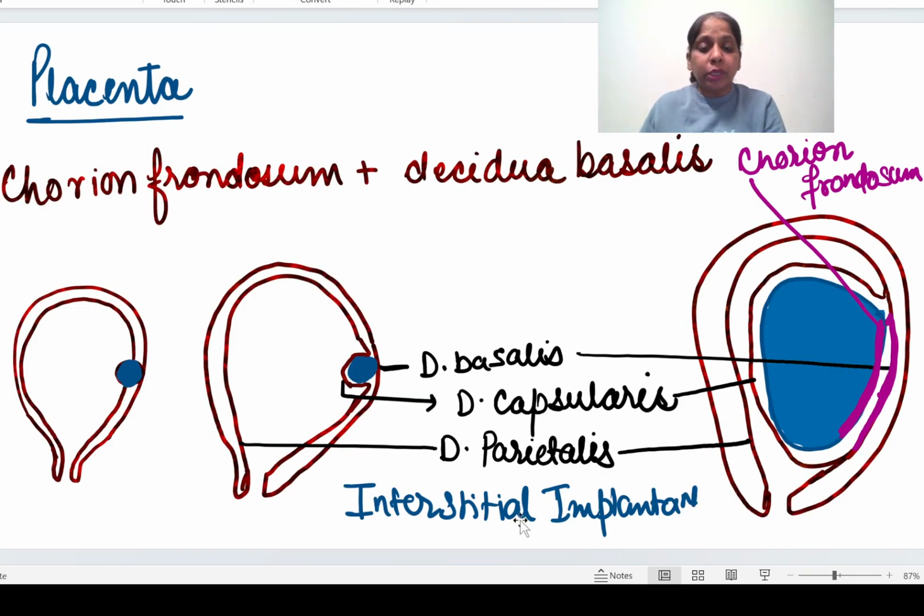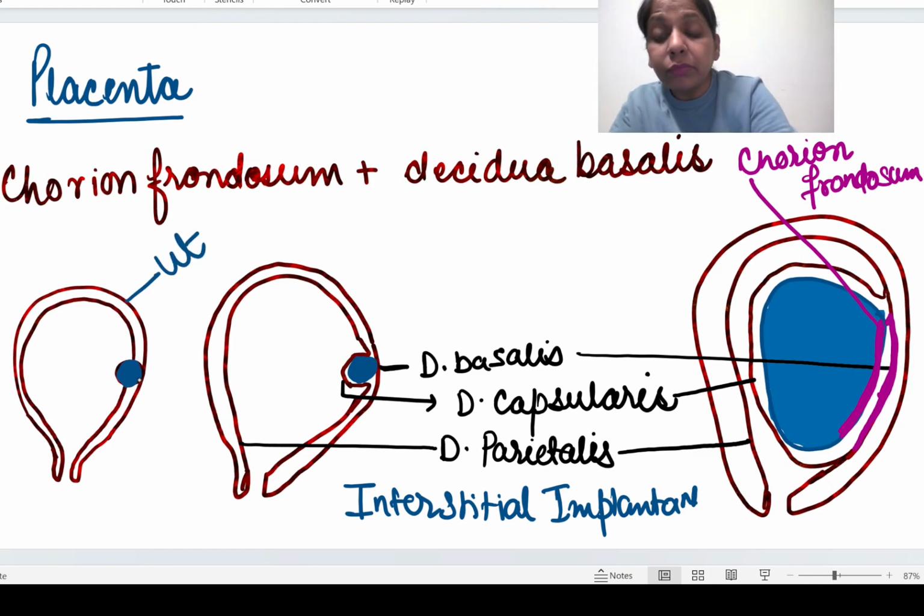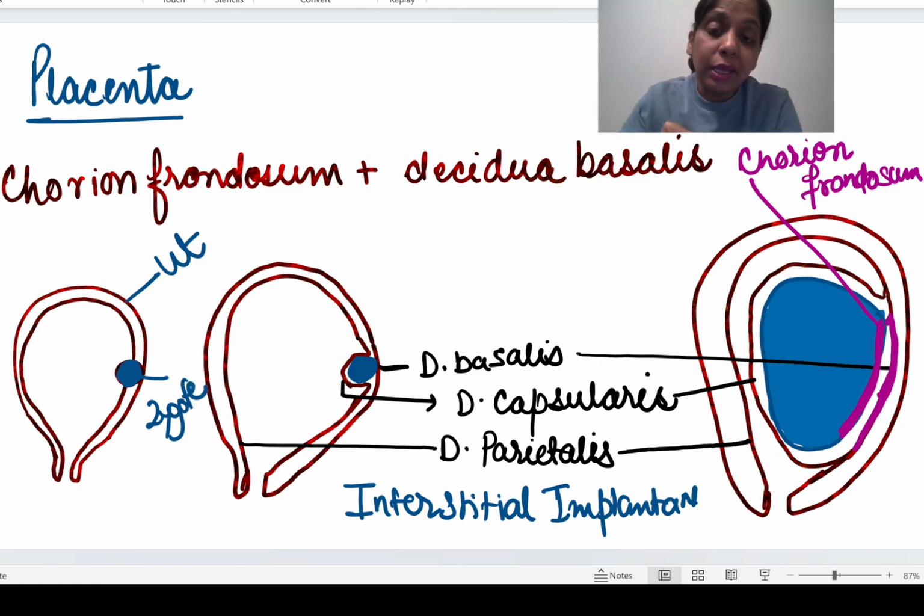Now let us study about the placenta. Placenta is something which is formed by chorion frondosum and decidua basalis. So let's see what chorion frondosum and decidua basalis are. As you can see in the first structure, this is the uterus, and this is the zygote which has entered. Right now the zygote, or morula, embedded itself in the bed of the endometrium.